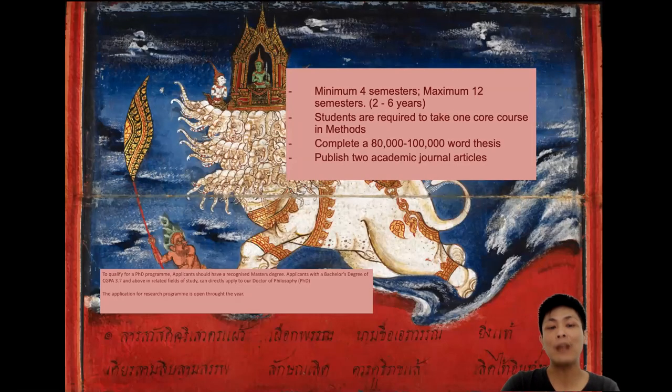Okay. So normally a PhD takes up to 6 years. It can be as short as 2 years, though this is really unlikely, all the way to 6 years. If we count this by semester, it's a minimum of 4 semesters to a maximum of 12 semesters. Throughout this journey, you are only required to take one core course. This is the methodology class at the beginning, or normally in the first year of your PhD candidature. Over the course of your candidature, you are required to complete an 80,000 to 100,000 word thesis, as well as publish in 2 academic journals.